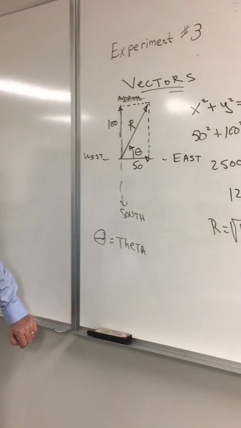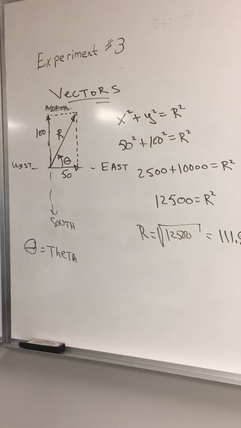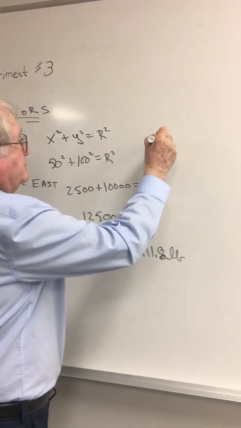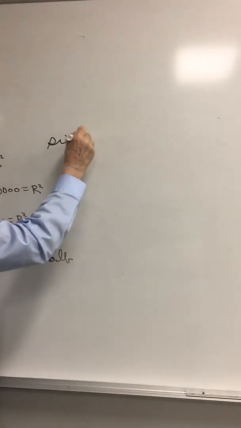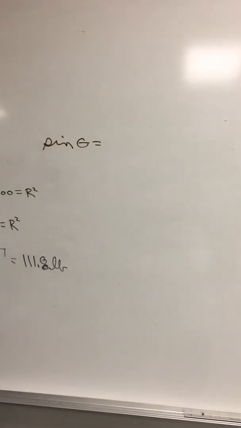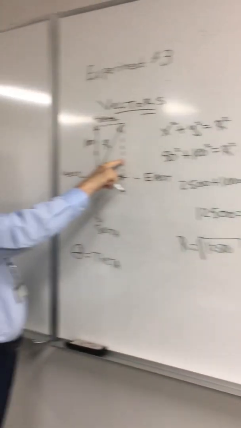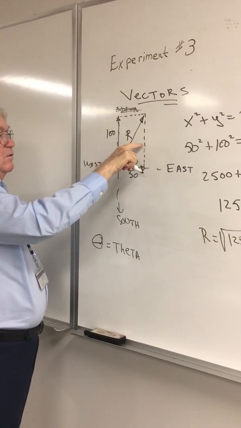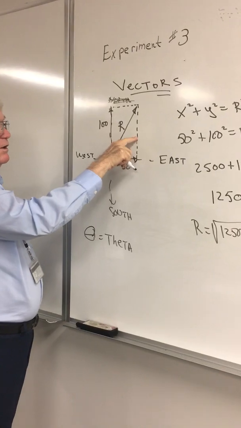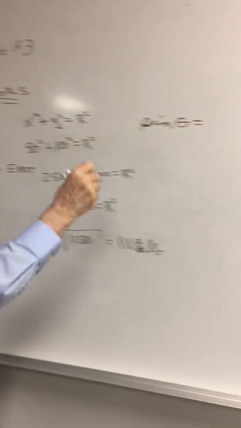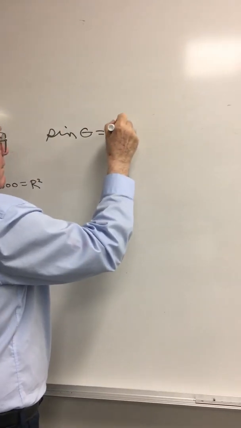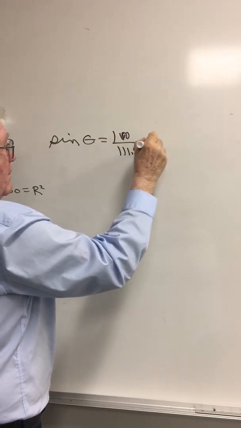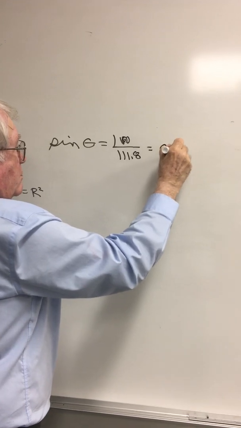Now you need to know a little bit of trigonometry. If you go back to the lecture class, the sine of the angle would be equal to the opposite over the hypotenuse, 100 over 111.8. That should be about 0.89.